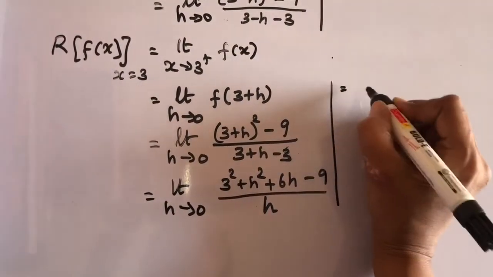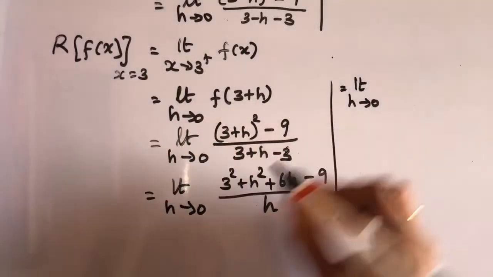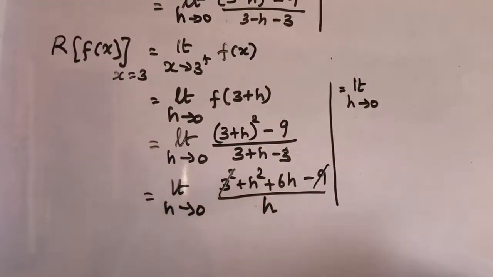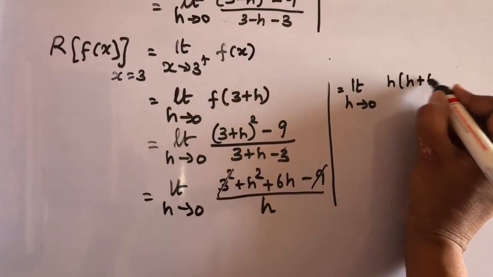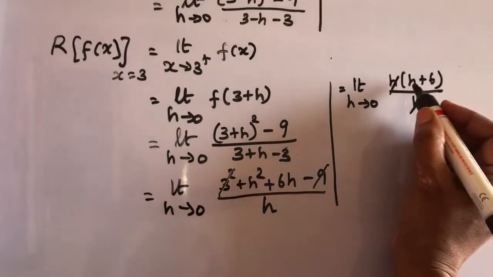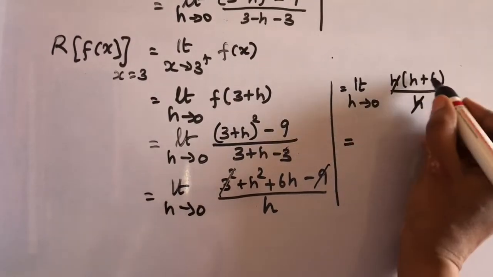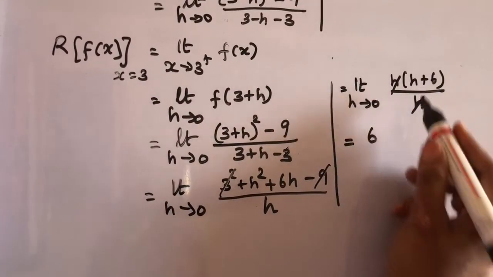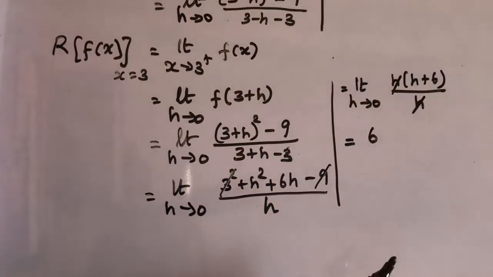So, that is equal to limit h tends to 0, 3 square and 9 will get cancelled, minus 9. So, h into h plus 6 divided by h. H and h will get cancelled. So, it is h plus 6. While h tends to 0, it will become 6. While applying the limit, h tends to 0. So, 0 plus 6, that is 6.